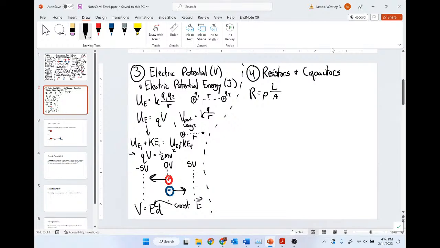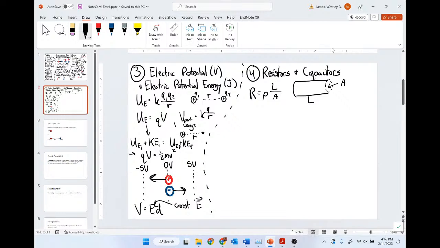A is the cross-sectional area. L is the length, so say I have a wire. That's the area, this is the length. Resistivity is a property of the material. It will be given. You do not need to know the resistivity of copper or gold or tungsten or whatever you may build something out of.